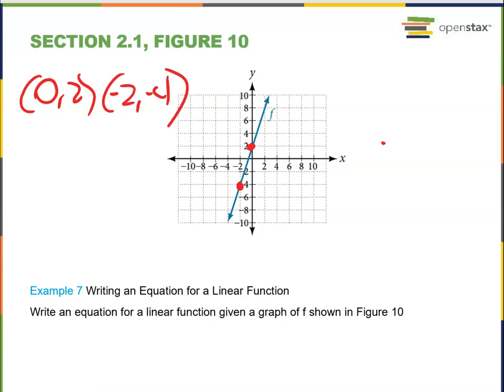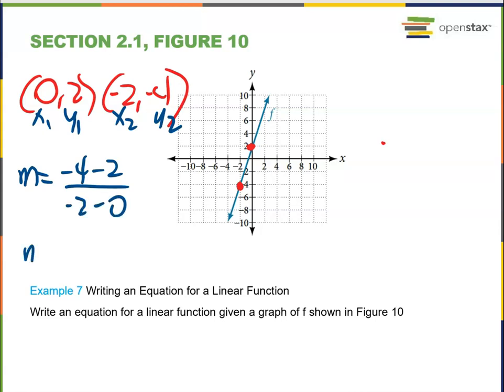So let's do the same thing. Now you have the 2 points. All you have to do first is solve for the slope. So x1, y1, x2, y2. The slope is change in y, negative 4 minus 2, over negative 2 minus 0. Negative 4 minus 2 is negative 6 over negative 2, which is equal to positive 3.